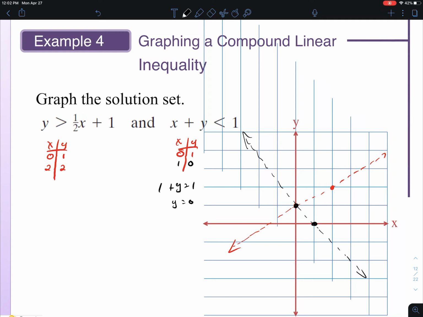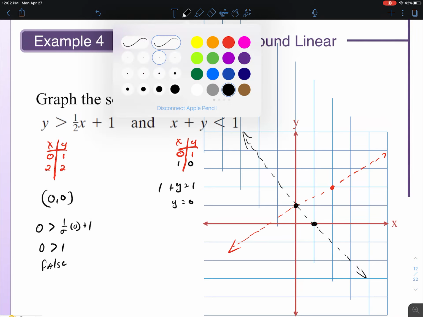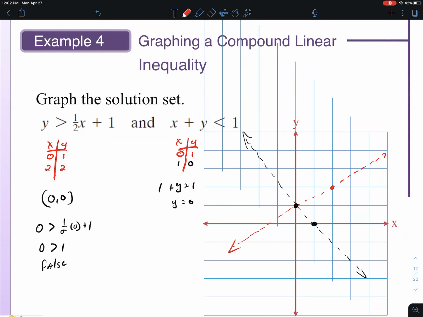All right? And so let's look at both of these here real quick. Here, the first one, I'm going to pick 0, 0 for both of them. So y is going to be 0. So 0 is greater than 1/2 times 0 plus 1. 0 is greater than 1. That is false. So since it's false, and I'm looking at the red line, the 0, 0 is going to be above the line. And so it's going to go right there.